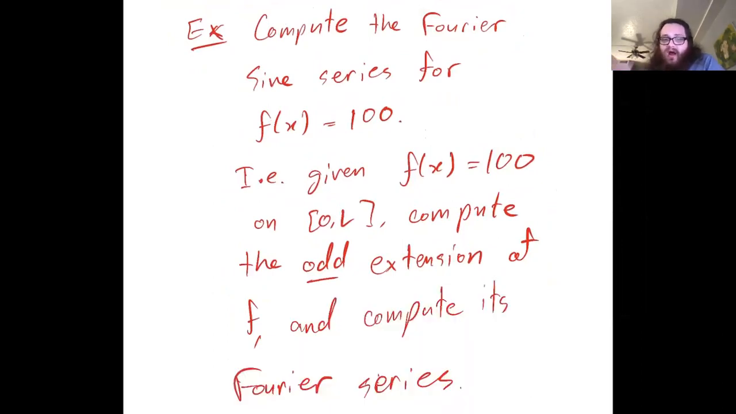And then once you have the odd extension, compute its Fourier series. Now you have an odd function. Its Fourier series will only have odd pieces, which are the sine pieces. And so we will get a Fourier series of only sine terms. But implicitly, when we say compute the Fourier sine series of something, we're really saying, here's a function on this interval, compute the odd extension, and compute the Fourier series of that odd extension.